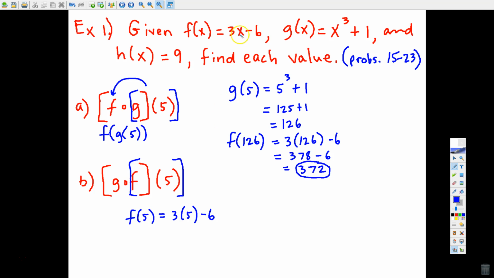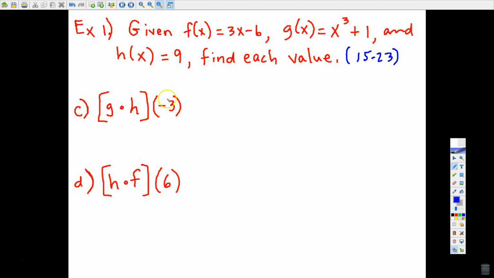Okay, so you see how we replaced x with 5, and now we're just going to simplify this. 15 minus 6 is 9. And so now 9 becomes the input for the outside function, which is the g function. So g of 9 is 9 cubed plus 1. If you need your calculator to find out what 9 cubed is, that's 729 plus 1. So my answer for letter B, again, it's not two different answers, it's just one single answer, and it would be 730. Okay, a couple more of these.